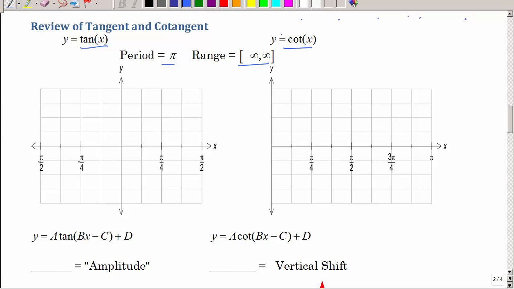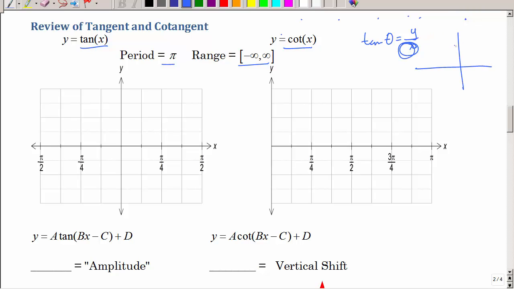And that is because tangent of theta was defined by y over x, and x can't equal 0, which means you get an undefined here. So tangent is undefined at different places. Now where is it undefined? Well, it's undefined when x is 0.